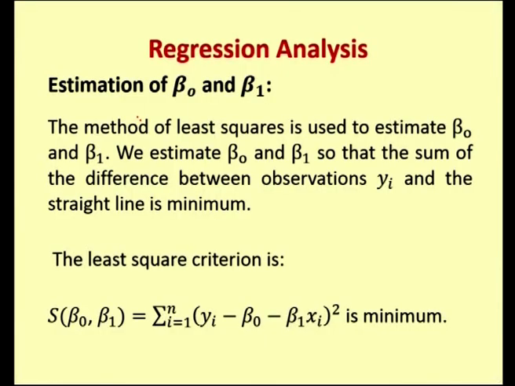Here we follow the method of least squares to estimate the unknown parameters beta naught and beta 1, that is, the difference between the observations yi and the straight line is minimum. That is the principle of the method of least squares. The error sum of squares is always minimum. So, the criterion of the least squares method is given as S of beta naught comma beta 1 is equal to summation of yi minus beta naught minus beta 1 xi the whole squared, which is supposed to be minimum. Now, we will see how to estimate beta naught and beta 1.